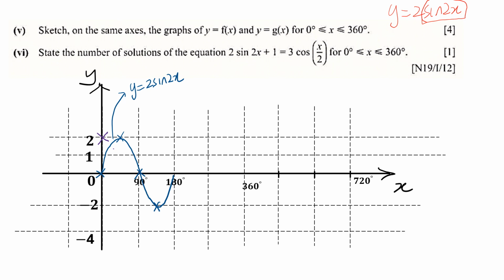The first point will happen here. And then, of course, the next point will be when you substitute your sine 2x to be 1. That's the maximum value, right? Maximum value. So 1 times 2 will give you 2. So this is your maximum value of y.